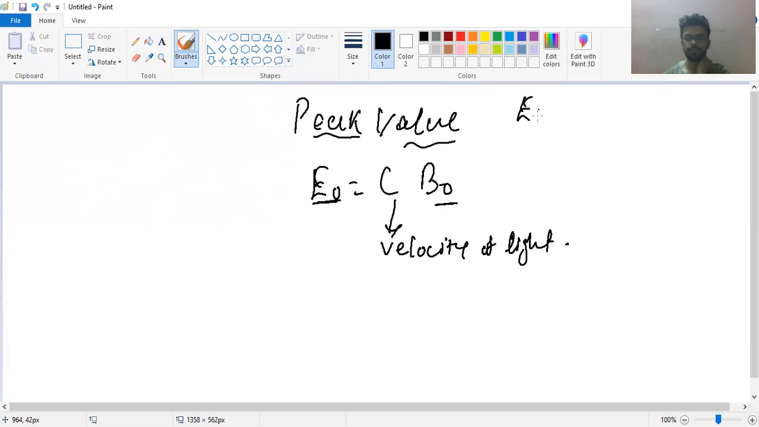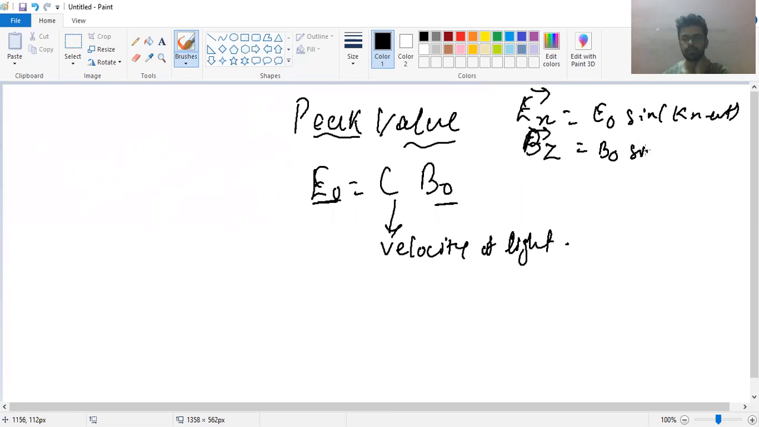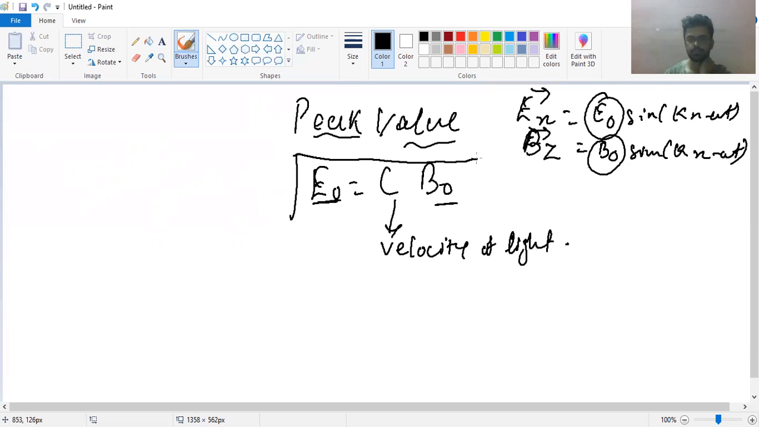We have seen the equations. Ex equals E naught into sine of kx minus omega t. And one equation we have seen is Bz, one is the electric field, one is the magnetic field: B naught into sine of kx minus omega t. So here E naught and B naught are related by this equation. This equation is important for you. Take a note of it. E naught is related to B naught as E naught is C, the velocity of light, into the maximum value of the magnetic field.